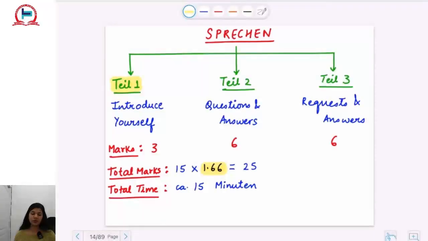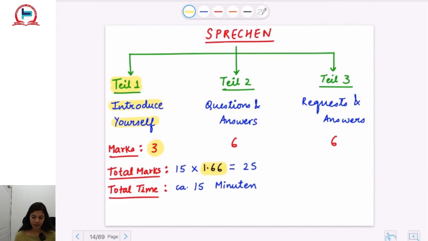In Teil 1, you have to introduce yourself. You have to give a small introduction of yourself. For introducing, some points are also given there, like name, your hometown, the languages that you speak, your profession, your age, like this. You just have to talk about yourself based on these points. And this tile is only for 3 marks. The introduction should not last for more than 1 to 2 minutes, not more than that.